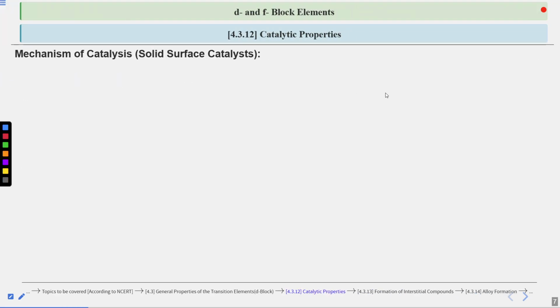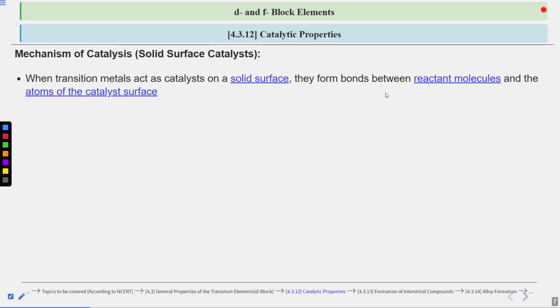What is the mechanism of catalysis? Okay, so basically we are going to talk about solid surface catalysts, when a transition metal acts as a catalyst on a solid surface. A solid surface catalyst means a catalyst having a solid surface on which reactant molecules attack and the reaction happens. So what is the mechanism of catalysis? What is the process through which the catalyst is added to the reaction, and the rate of the reaction is increased? That's what we are going to see.